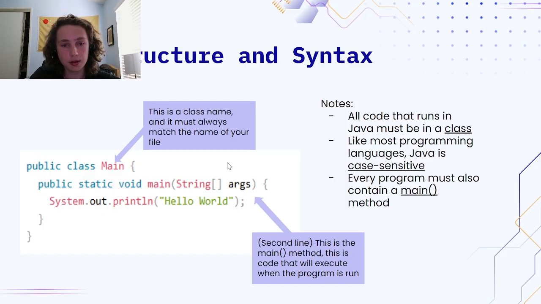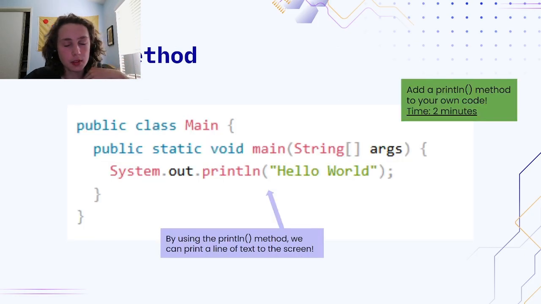And also the public class Main has to match the file name. If it doesn't, then it doesn't recognize it as the file. So just remember that.